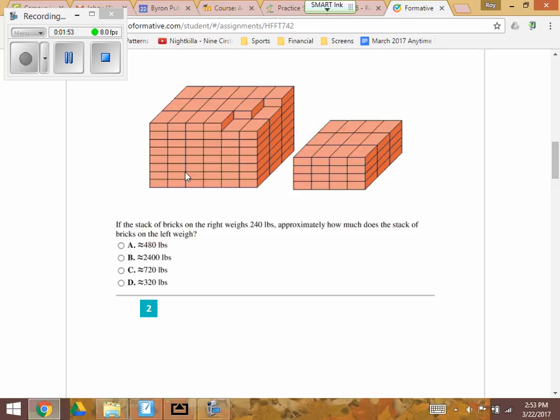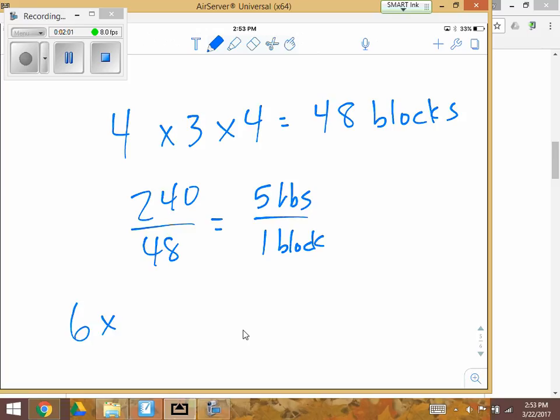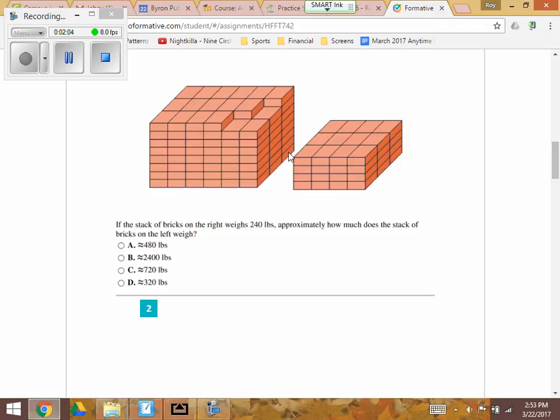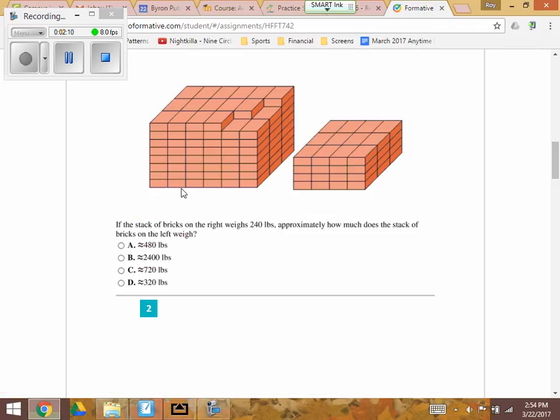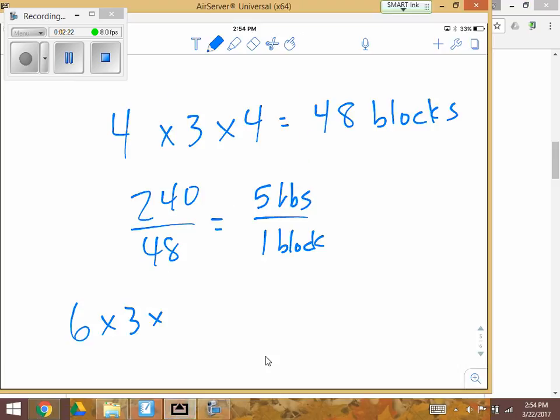Let's go ahead and do what we did here and use that volume thing again. So we got 1, 2, 3, 4, 5, 6. So let's write that down: 6 times 1, 2, 3, times, now I'm looking at how tall is it? 1, 2, 3, 4, 5, 6, 7, 8. I'm going to go 8 high. This would be 7, but I'm going to count all 8 of those. So that'd be times 8. All right, now let's figure that out. So 6 times 3 is 18, and then 18 times 8 is 144 blocks.